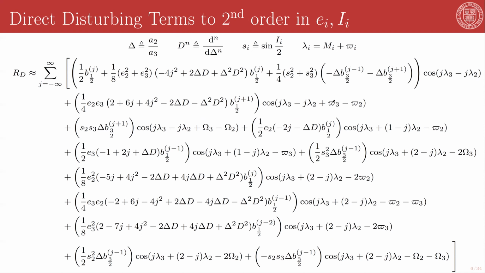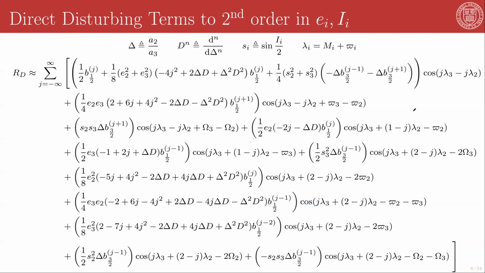A key thing to note here is that every argument of every cosine function here is a linear combination of the mean longitudes, longitudes of the ascending node, and longitudes of periapsis of the two bodies. That is, every one of these is composed of some linear combination of lambda 2, lambda 3, varpi 2, varpi 3, and capital omega 2, capital omega 3. In an unperturbed system, all of these angles are constant except for lambda, which you recall is a function of this constant varpi plus the linearly changing mean anomaly.